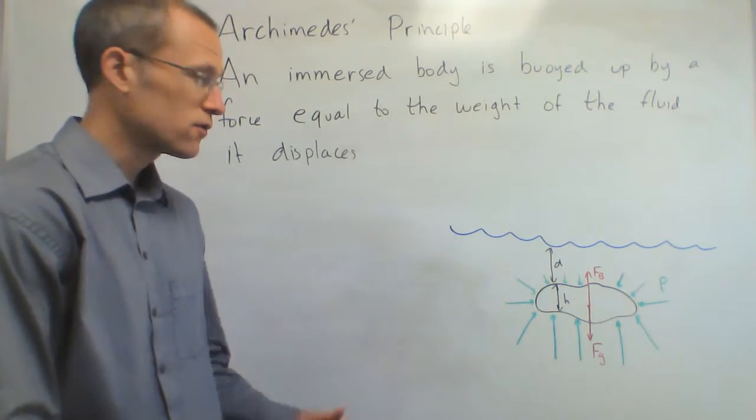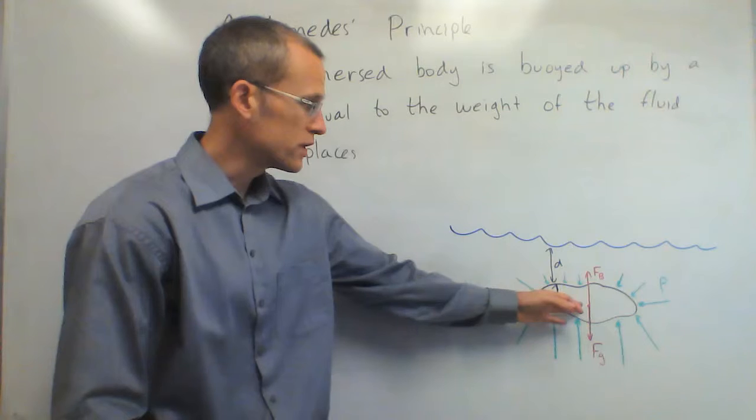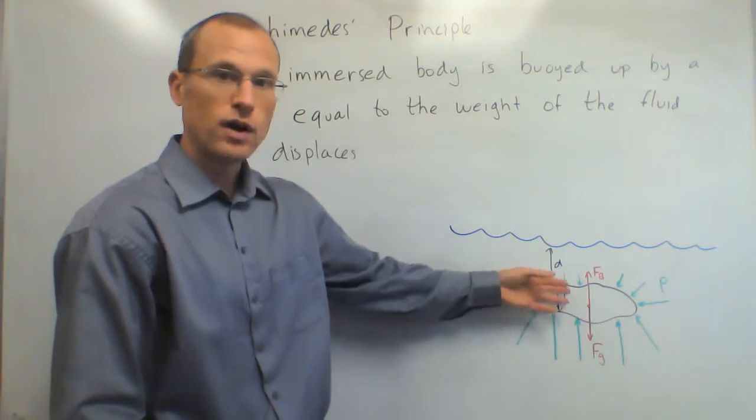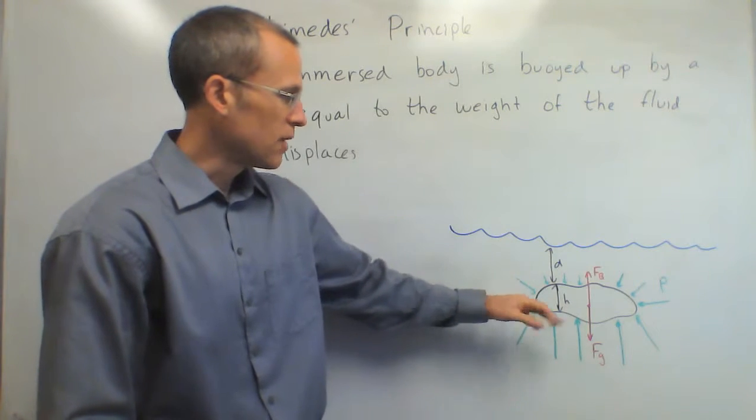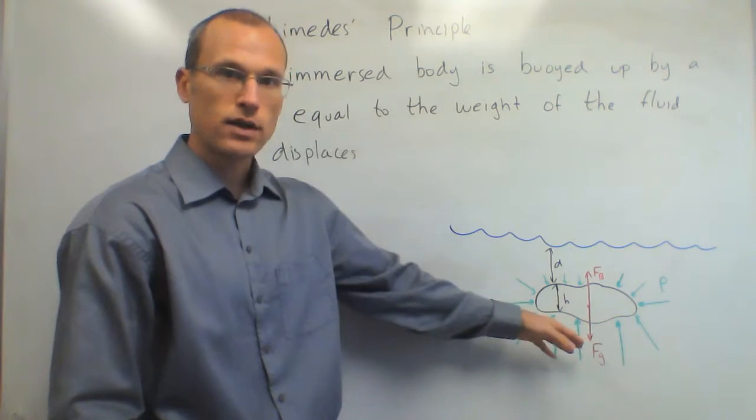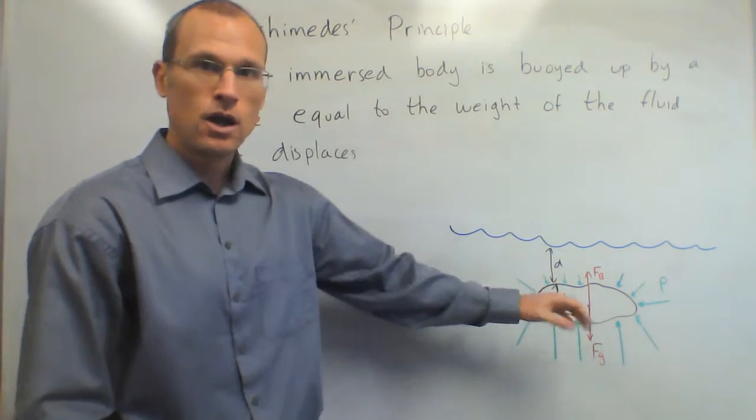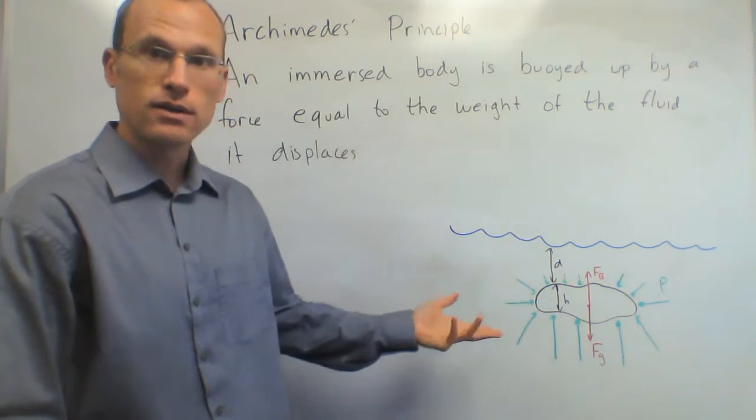So you can see what this means for my object. If my buoyant force is bigger than the force of gravity, this object's going to move upwards, start to float. If my buoyant force is less than the force of gravity, it's going to move down, it's going to sink. If they're both the same, then it's going to just sit here, not do anything, net force is 0.